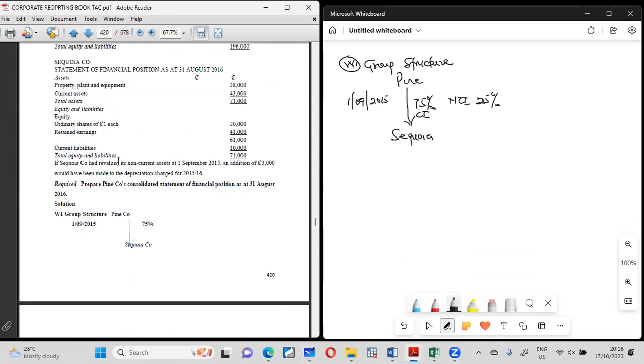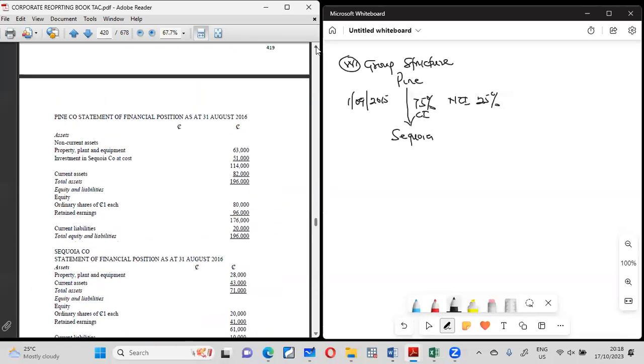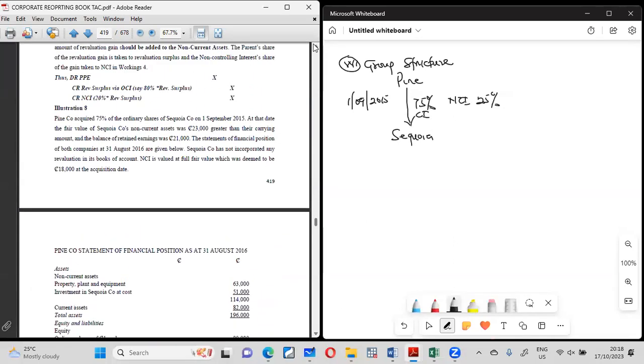You are supposed to prepare the consolidated statement of financial position as at 31st August 2016. So from 1st September 2015 to 31st August 2016, what is the period? 12 months, which means 1 year, right? So you finish your workings 1, which is the acquisition method 1 and 2. That is very important. You need to do that.